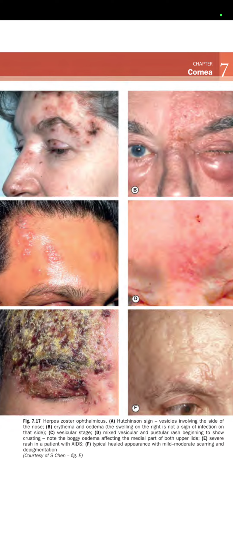Severe rash in a patient with AIDS. So this is showing how AIDS affects the patient. This is a very severe rash of herpes zoster ophthalmicus. Typically healed appearance with mild and moderate scarring and depigmentation.